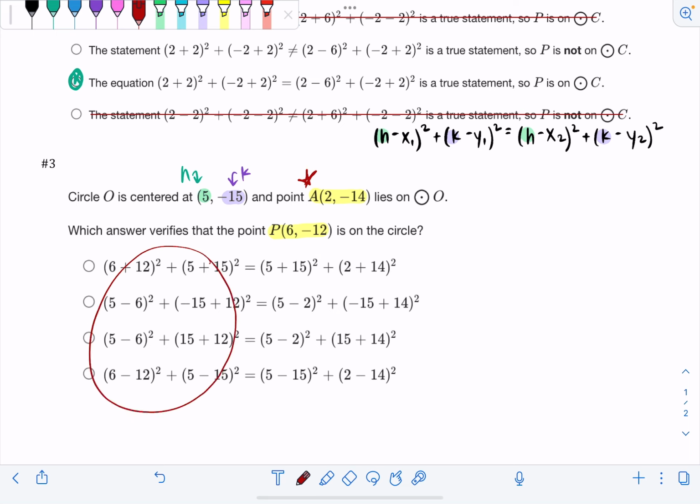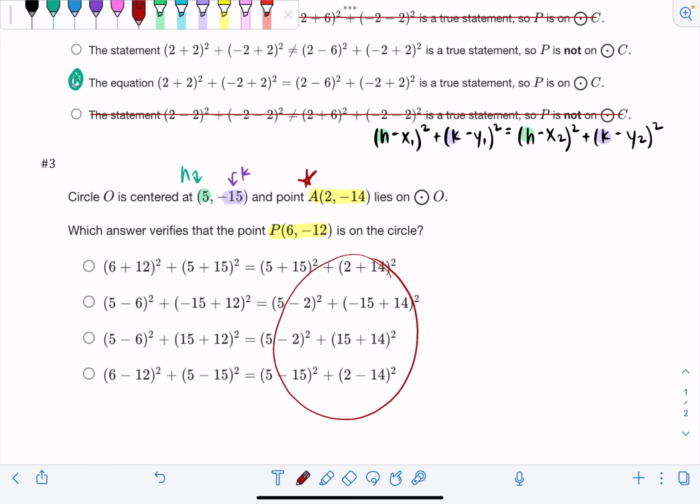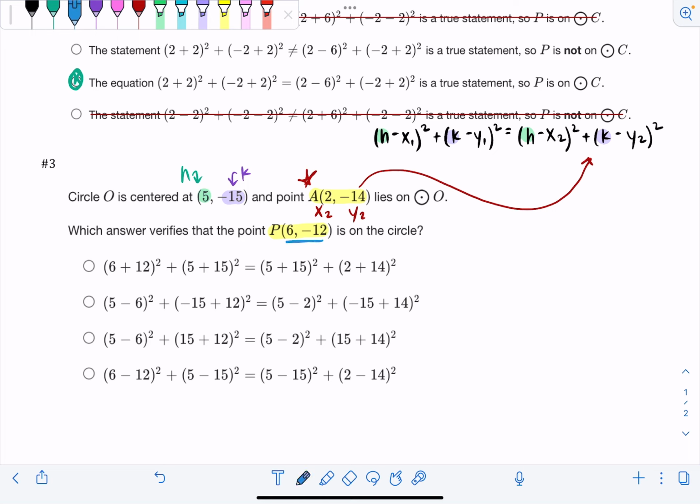Okay, so what I'm getting at is if you look at point A, it's 2, -14. There's no 14s on this side at all. There are some 14s on this side. So they must be putting in 2 and 14 as their x2, y2, or just in general, putting it on that side of the equal sign. And for the 6, -12, there's no 6's or 12's over here. They're all over here. So they must be putting that point P into the left side of the equation.